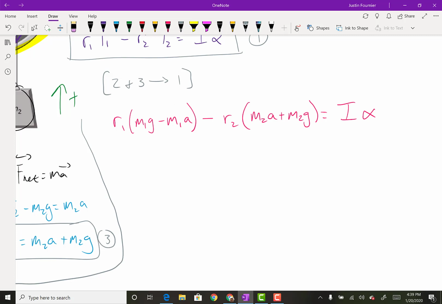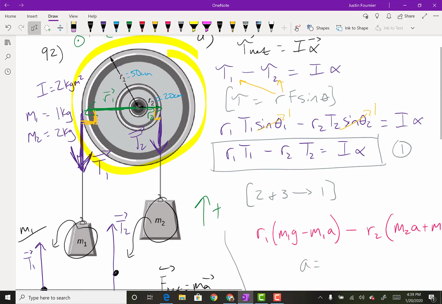So I think what I'm going to do is start by replacing, before I even go to simplify and everything, all this A, I know, because the pulley spins in such a way that the linear acceleration is going to equal R times the angular acceleration. But R depends on where the rope is with respect to the axis.